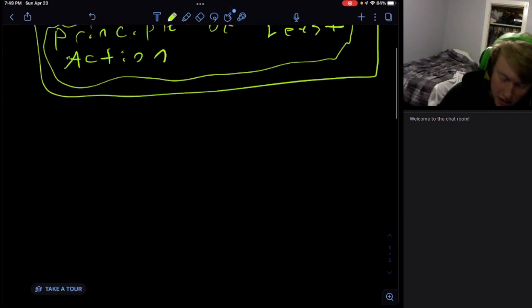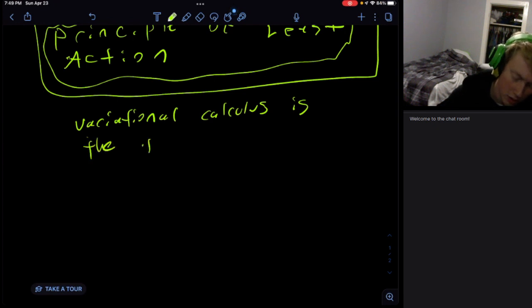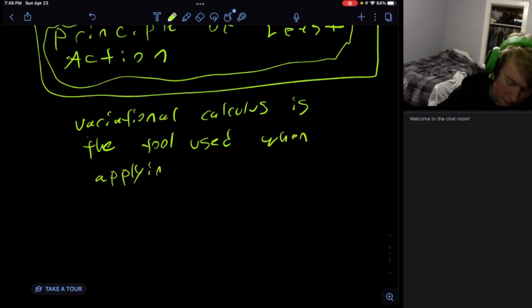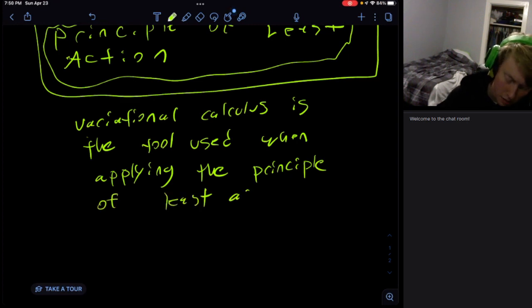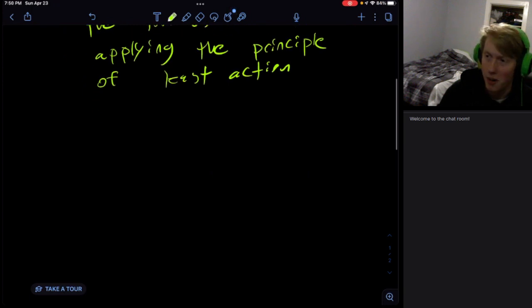But basically, variational calculus is the tool used when applying the principle of least action. Okay, so what is the principle of least action? Right, so I guess I can start by giving you something boring by just a definition.